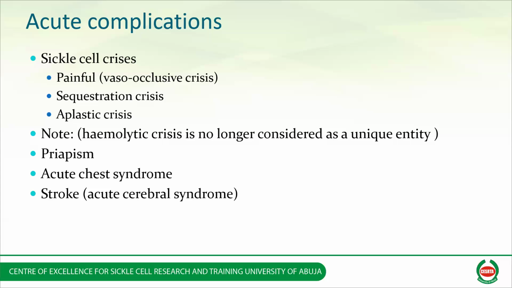Then some of the acute complications are priapism, acute chest syndrome, stroke, that is acute cerebral syndrome. They can also present as acute abdomen, and so on and so forth. But in this lecture, we'll just handle the sickle cell crisis, which are the most common presentations that we see in our clinics.